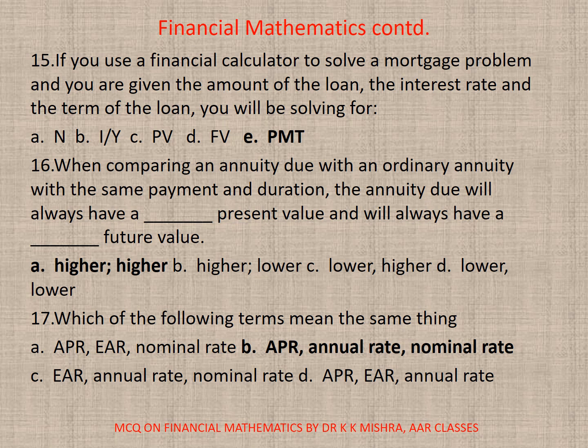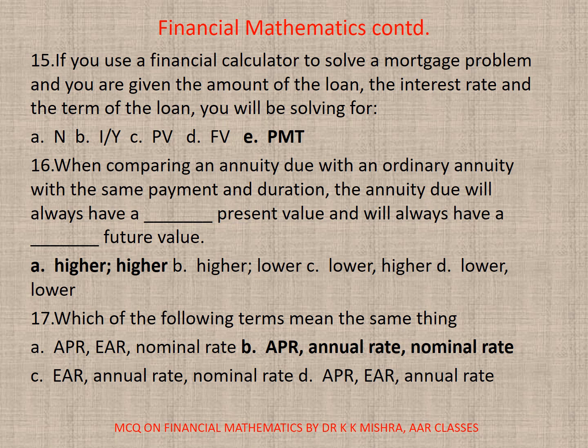15. If you use a financial calculator to solve a mortgage problem and you are given the amount of the loan, the interest rate and the term of the loan, you will be solving for PMT. The correct option is G, E, PMT. 16. When comparing an annuity due with an ordinary annuity with the same payment and duration, the annuity due will always have a dash present value and will always have a dash future value. A, higher, is the correct option.